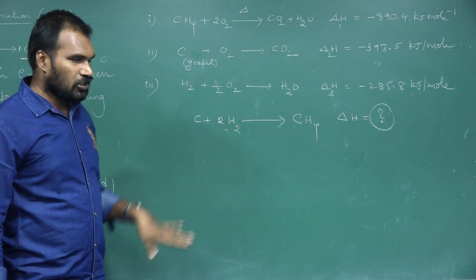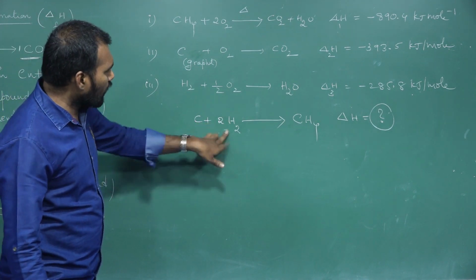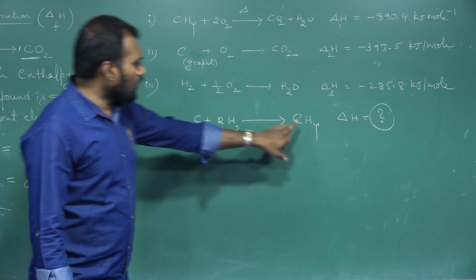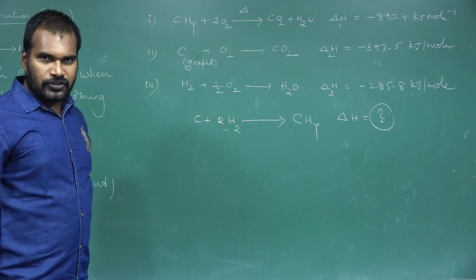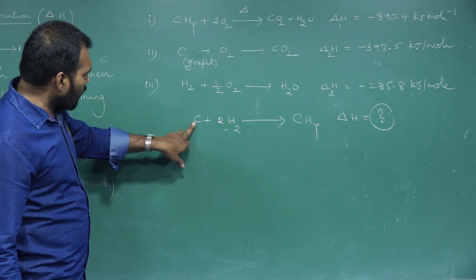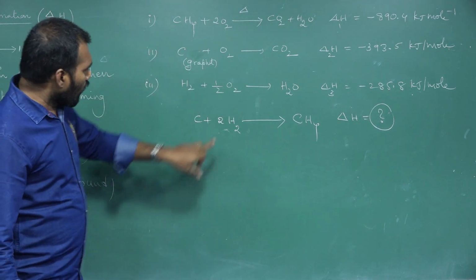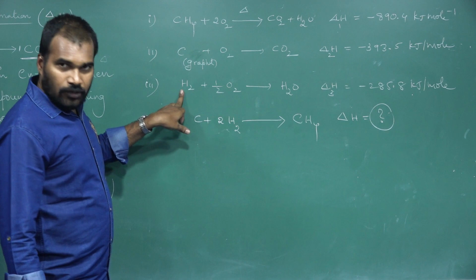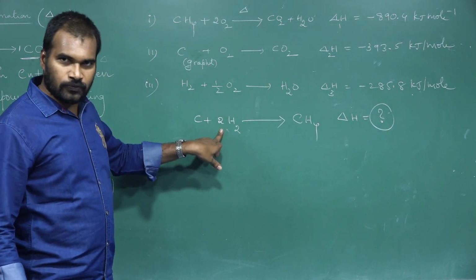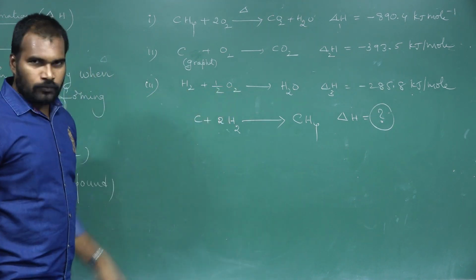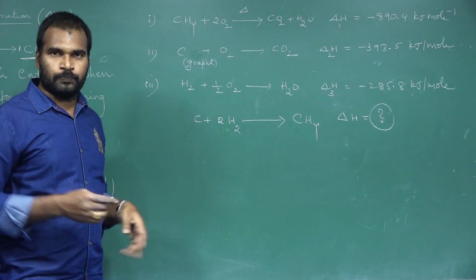To get this net reaction, let us see what I am doing. In the net reaction, carbon and hydrogen both are on the left side, the reactant side, and CH4 is on the right hand side. So I am rearranging the above equations. In the above three equations, carbon is there in the second equation, so I am writing the second equation as it is. Hydrogen is in the third equation, on the left side only. But how many moles of hydrogen are there in the net equation? 2 moles. But in the original equation only 1 mole. So I am multiplying the third equation with 2.